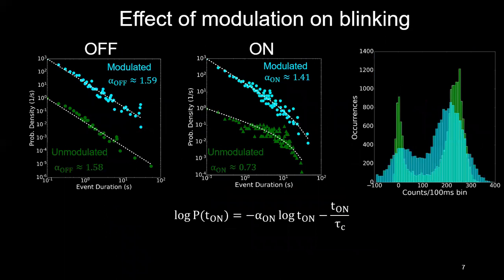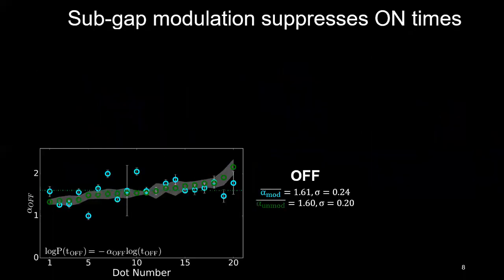We get something that we really didn't expect, which is that the power law slopes from the modulated data actually increase, and they increase quite a bit. We didn't really predict this. We thought that adding a second beam would just contribute to speeding up the truncation times, but instead we get a change in the power law slope that makes the distribution steeper, and a larger slope implies suppressed long on times.